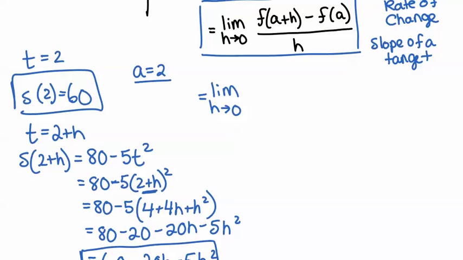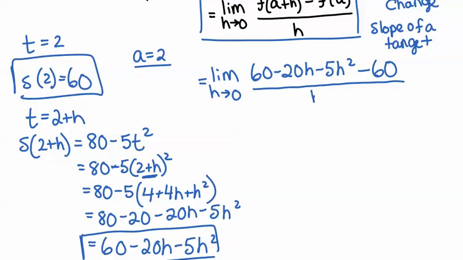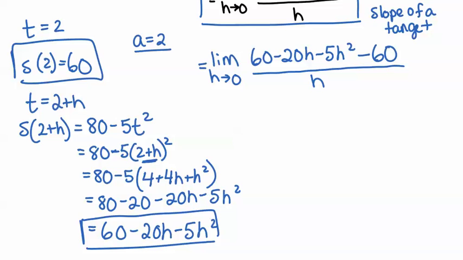So essentially I'm just doing y2 minus y1. So y2 was 60 minus 20h minus 5h squared, and I'm subtracting from it my y1 point, which is 60. And the whole thing is over h. Or the whole thing is over x2 minus x1, but see what happens? x2 is 2 plus h minus x1 is 2. So the 2 minus 2 ends up canceling out. So you just have an h on the bottom.